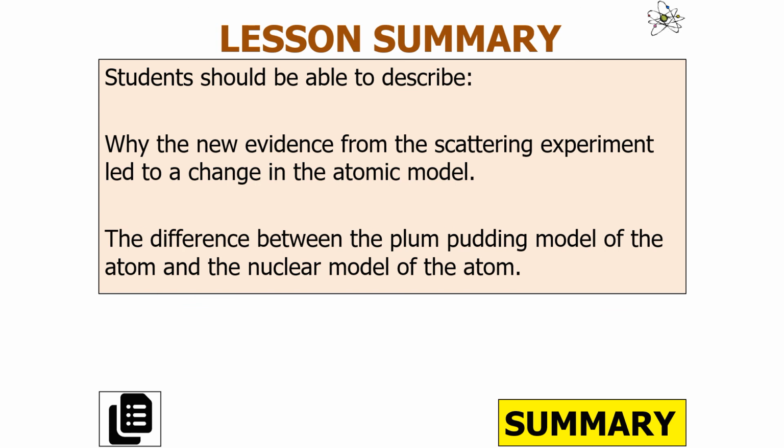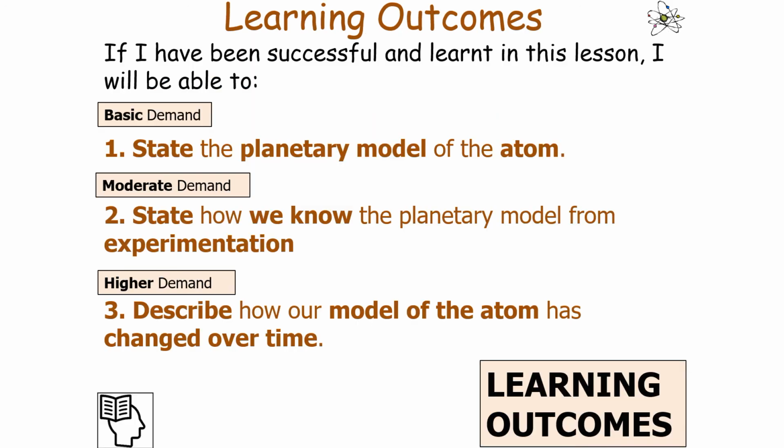Now, you should also be able to describe why the new evidence from the scattering experiment led to a change in the atomic model, and the difference between the Plum pudding model of the atom and the nuclear model of the atom. So if we've been successful and learned in today's lesson, we can state the nuclear model of the atom. We can state how we know the nuclear model of the atom from experimentation, and finally we can describe how our model of the atom has changed over time.